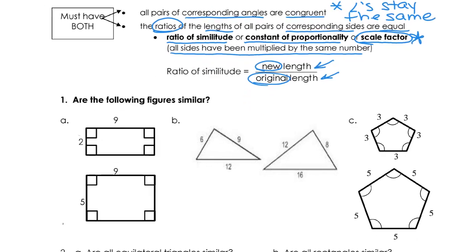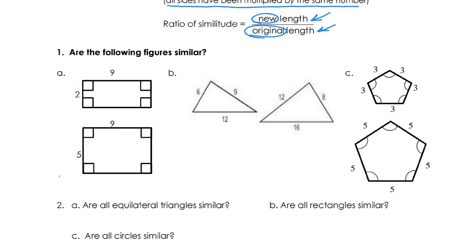Okay? So in number 1, they're asking, are the following figures similar? So we're going to go through and look at them. And in the first picture, these look like maybe rectangles. They have all 4 right angles in there, so I would say that those are rectangles. And we have some lengths here. If we want to see if these are similar, then our fractions, remember, have to be equal.